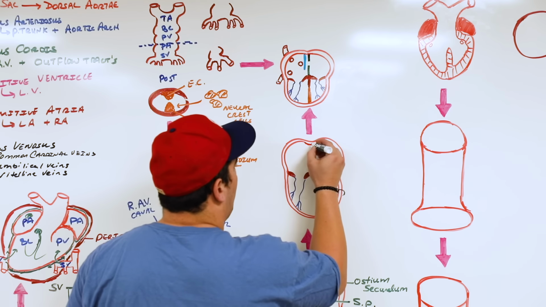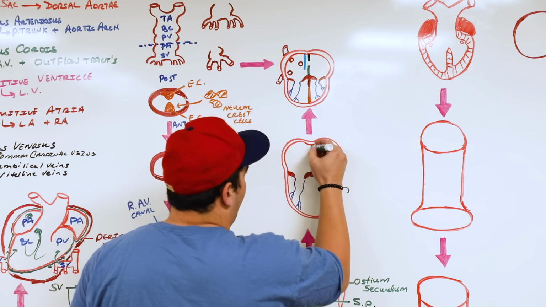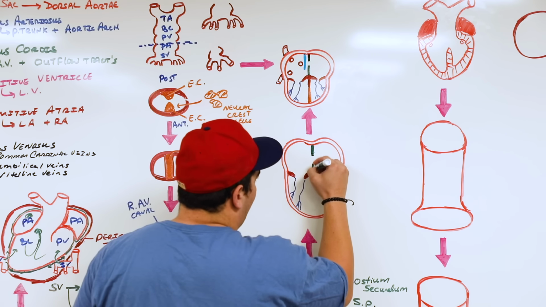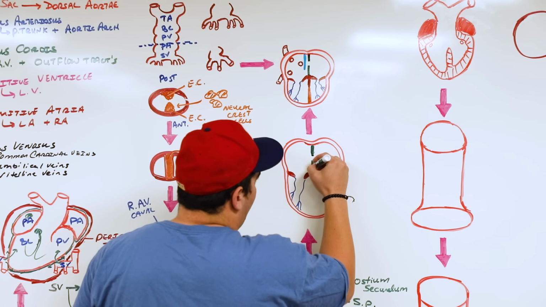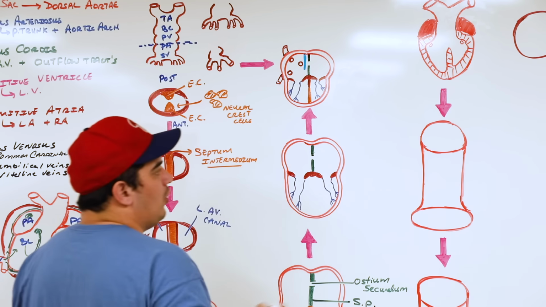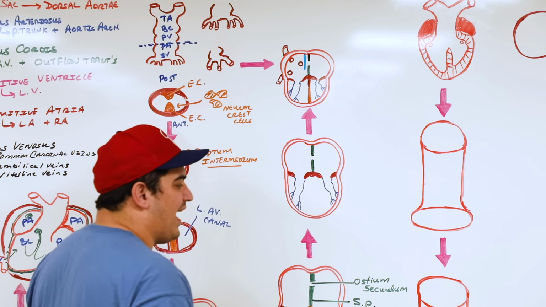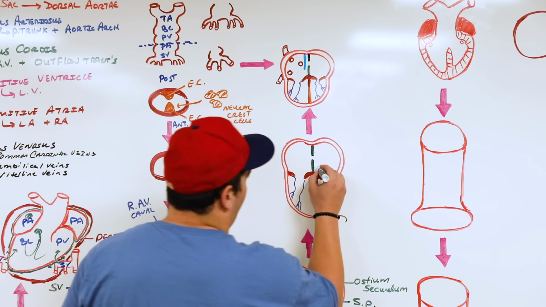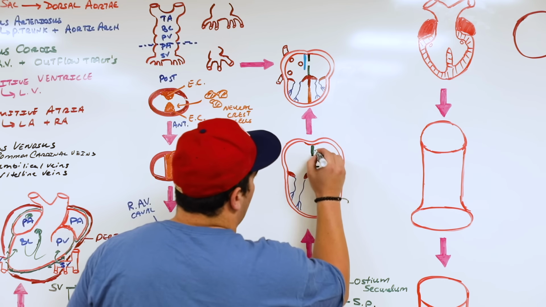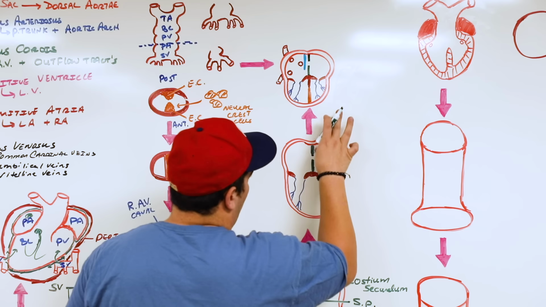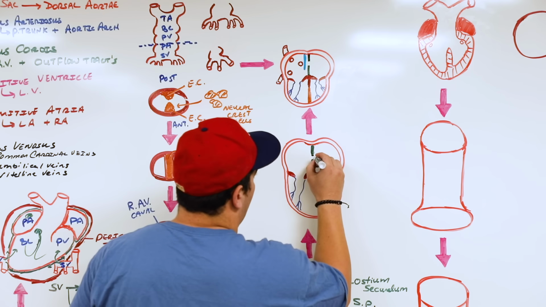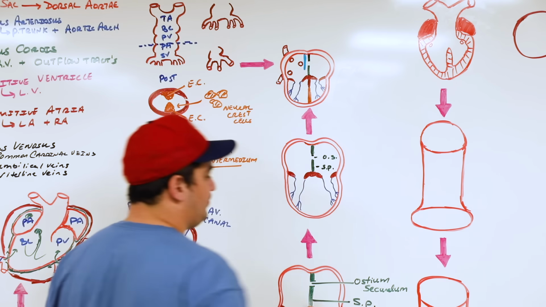All right, so now, let's take your ostium secundum, huh? From the septum primum here. So we're going to put that down like there. So now we have our septum primum with this little space there called the ostium secundum. Right? So again, right here is septum primum. And then what is this little space here called? This is called the ostium secundum.